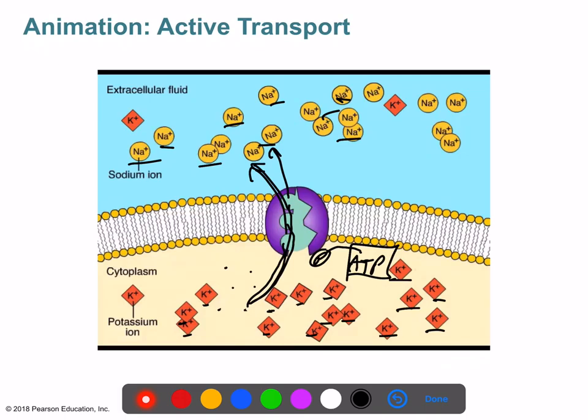That's the major difference between active transport and the other two. There are some things that are similar, however. Did you notice that active transport requires a transport protein? And so does facilitated diffusion. They both need proteins. Passive transport doesn't need proteins.